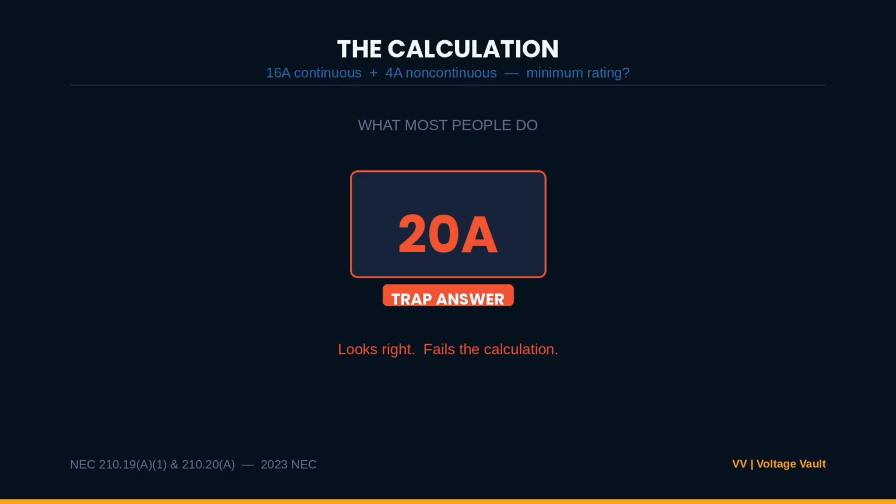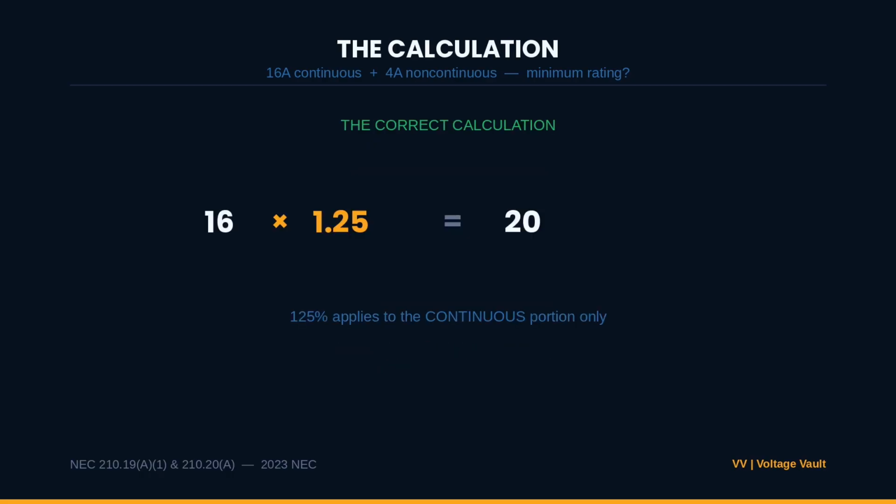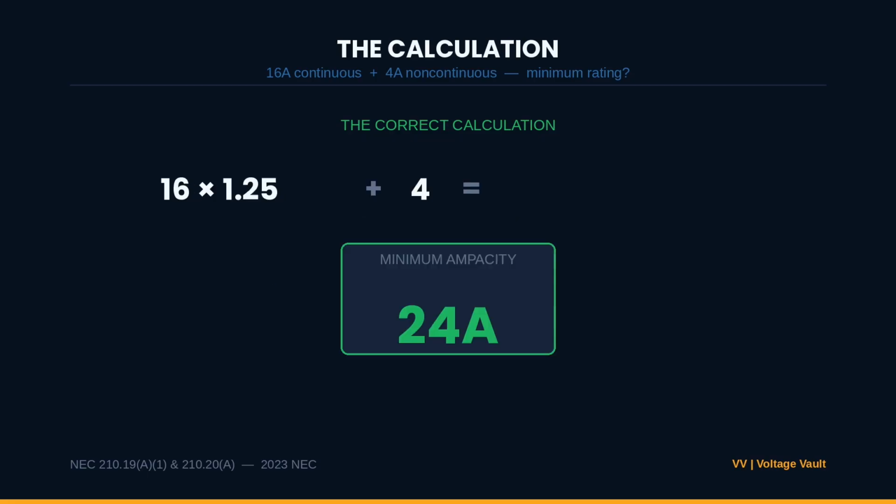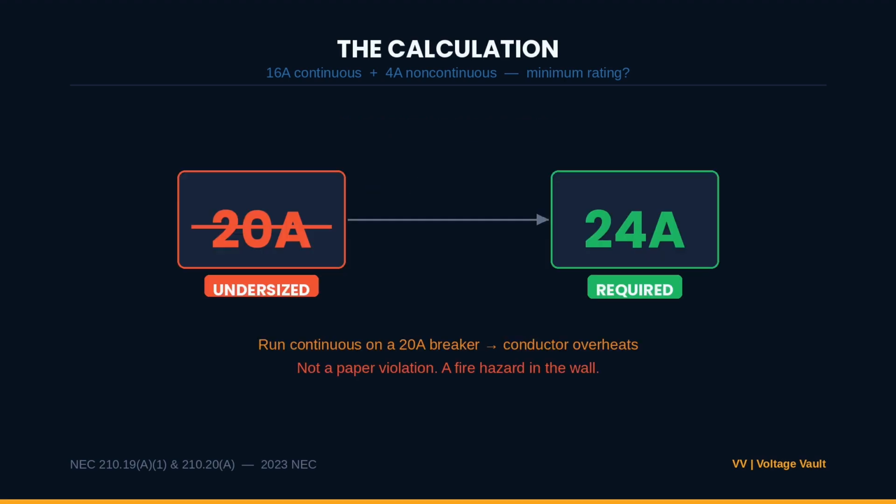Because 125% applies to the continuous portion only. 16 times 1.25 is 20. Add the 4 non-continuous at 100%, minimum ampacity, 24 amps. The 20 amp breaker is undersized. The conductor running at continuous load will overheat. That's not a code violation on paper. That's a fire hazard in the wall.